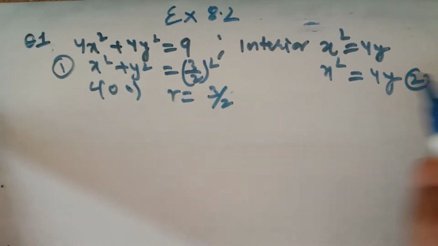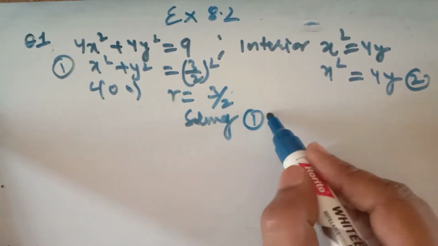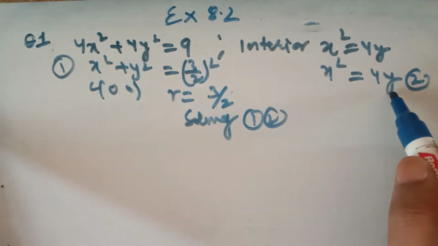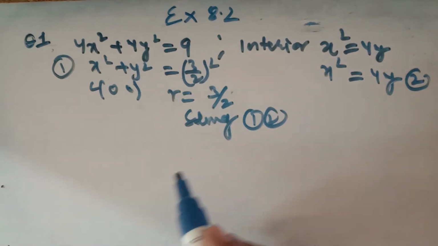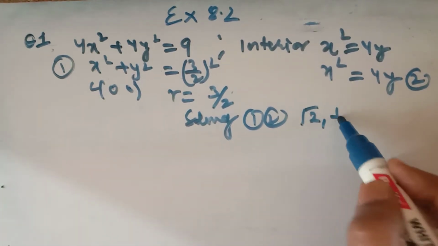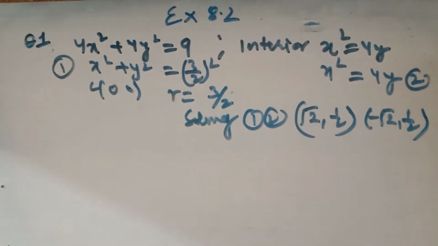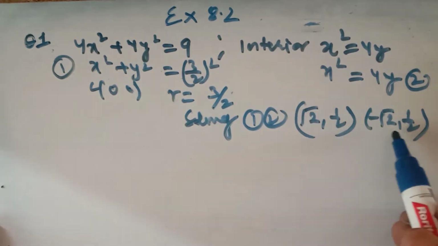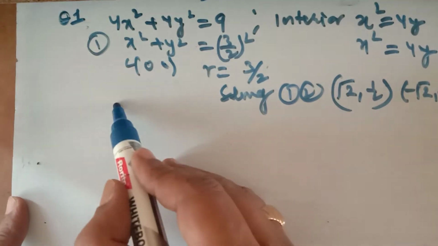As usual, first of all, solve them by any method, that is equation number 1 and equation number 2. First find the points of intersection. On solving them, you will get the points of intersection as (√2, 1/2) and (−√2, 1/2). Take your own time, take your rough paper and solve these two equations by any method. You will get the points of intersection as (√2, 1/2) and (−√2, 1/2). Now draw these two curves.